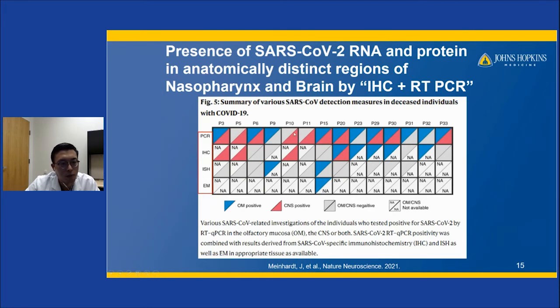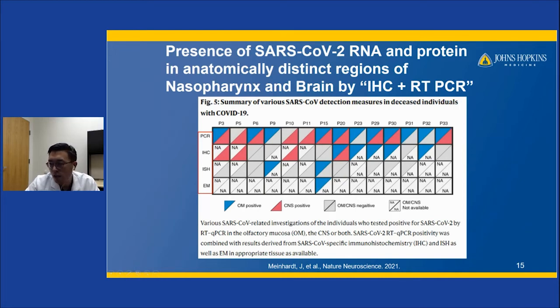A lot of patients or individuals were positive for both CNS and olfactory mucosa when they tried to detect the virus. And immunochemistry, less so to have both positive, but you can see in different samples you have either OM positive or CNS positive. And ISH, you don't see any CNS infection. EM, no CNS infection, but only OM positivity.